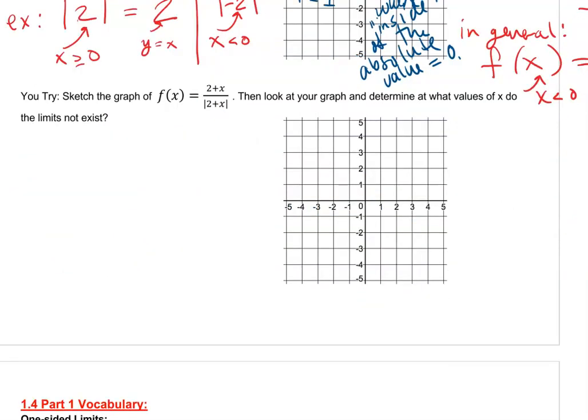Okay, so with that in mind, I want you to try to sketch the graph of this function, which notice is in a similar format. Look at your graph and determine at what values of x the limits do not exist. Go ahead, pause your video here and give it a try.